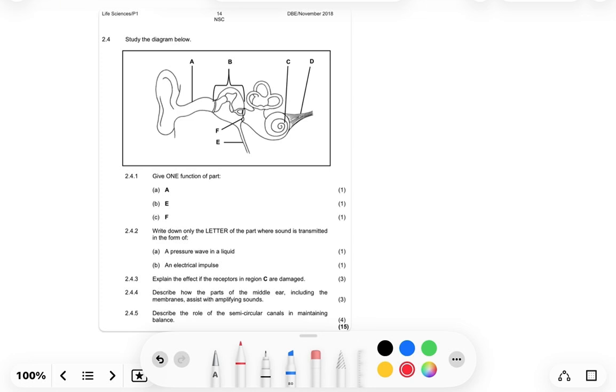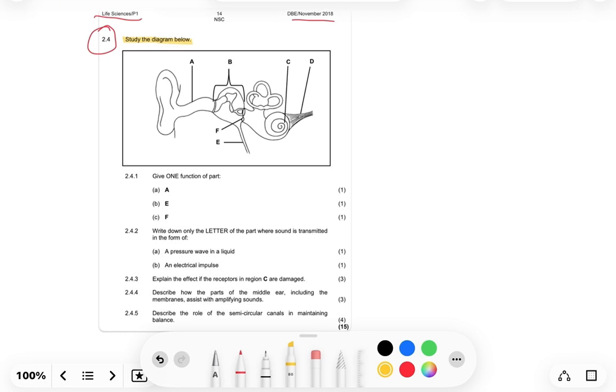In today's video, we are going to talk about the human ear using a past paper that was written by grade 12s in November of 2018. It is Life Sciences paper 1 and we're going to look at question 2.4. As you can see here guys, the question says, study the diagram below.